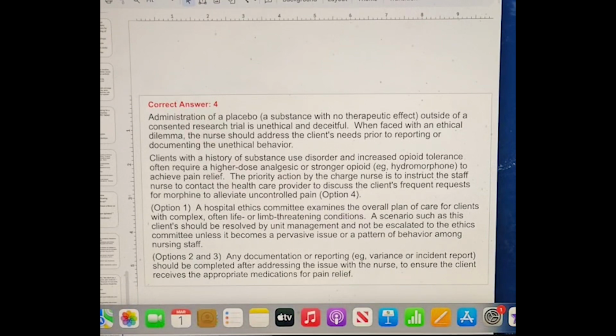The priority action by the charge nurse is to instruct the staff member to contact the healthcare provider to discuss the client's frequent requests for morphine to alleviate uncontrolled pain.